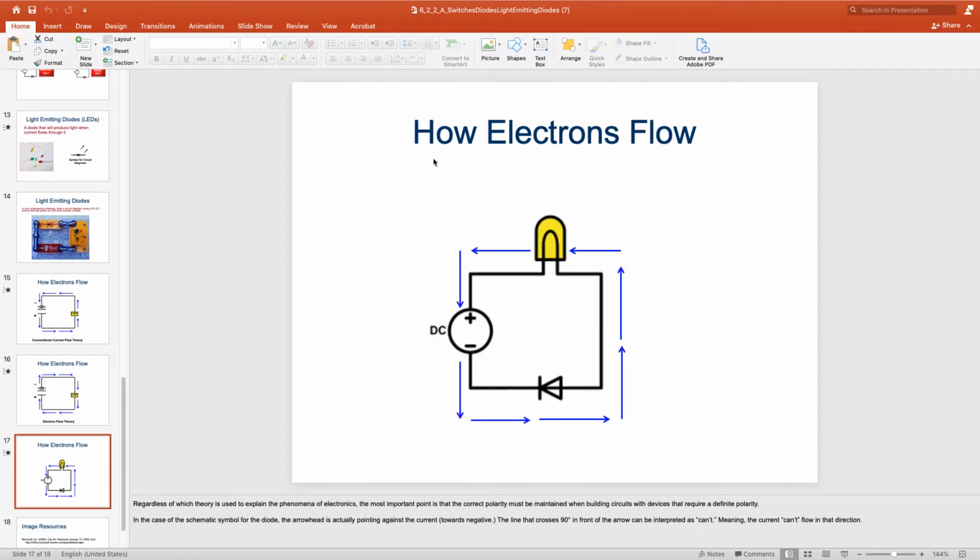So regardless of which theory is used to explain the phenomena of electronics, the most important point is the correct polarity must be maintained when building circuits with devices that require a definite polarity. In the case of the schematic for the diode, the arrowhead is actually pointing against the current towards negative. The line that crosses 90 degrees in front of the arrow can be interpreted as can't, meaning the current can't flow in that direction.